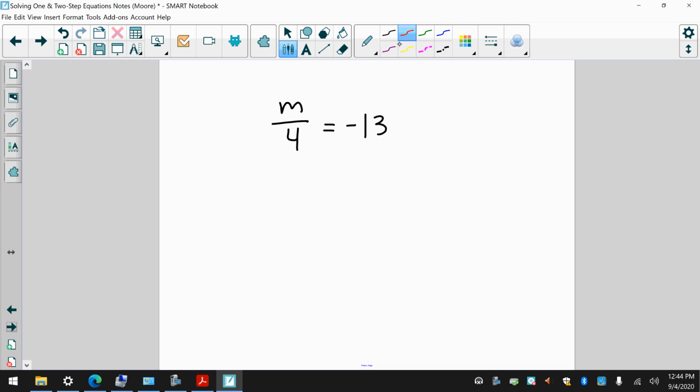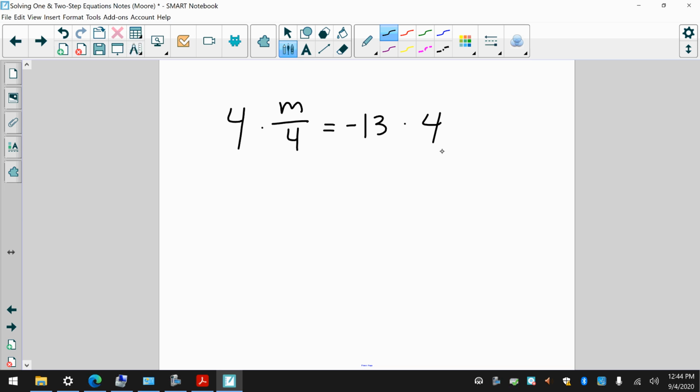Now we have a division problem. This line right here means division. M divided by 4 also looks like a fraction. Fractions and division are the same. M over 4. How do we get rid of division? What is the opposite operation of division? Multiplication, so we're going to multiply both sides by 4.